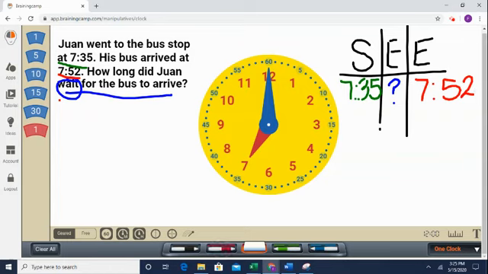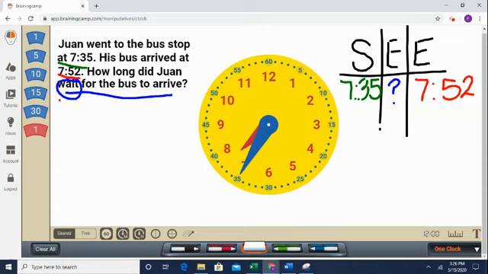So I have to look at my clock and figure out what 7:35 looks like, first of all. And I see the hour hand is pointing at the 7, and then we have to figure out where 35 is. I start at the top and I count by 5s going around my clock. So 5, 10, 15, 20, 25, 30, 35. That is where I start waiting for the bus, or Juan started waiting for the bus.